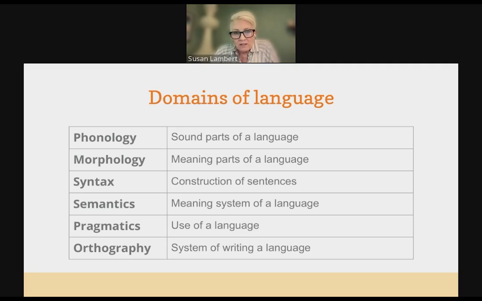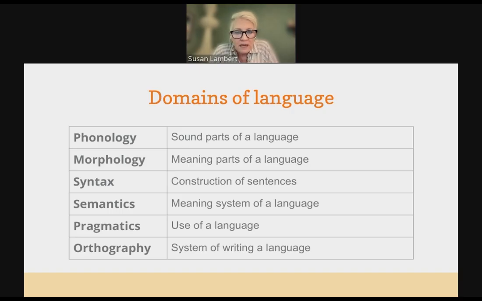So what is language? What are the domains of language? We could take a whole hour to unpack all of these, but know that there's phonology, or the sound parts of the language. When we think about this, we're dealing with word recognition, so how we read and write words. We also think about morphology, or the meaning parts of words and language. We think about syntax, how you construct sentences, and the complexity of those sentences, both to understand an author's meaning, but also to communicate meaning.